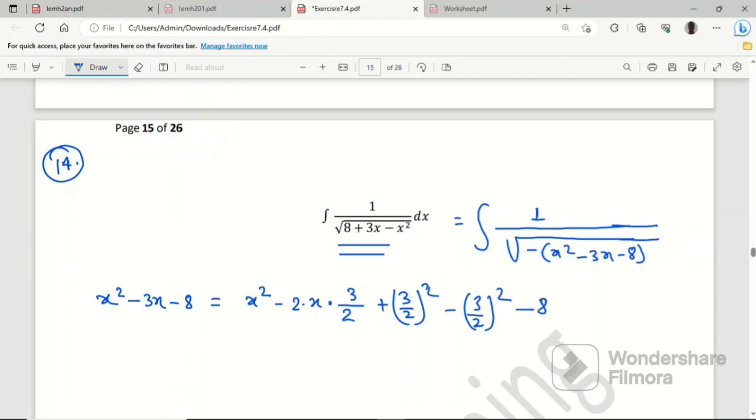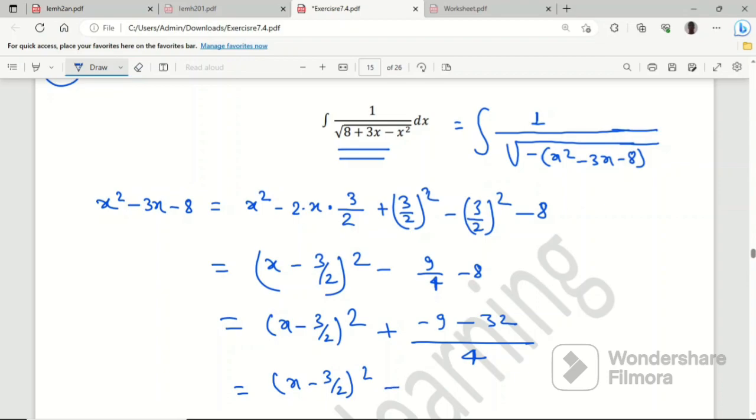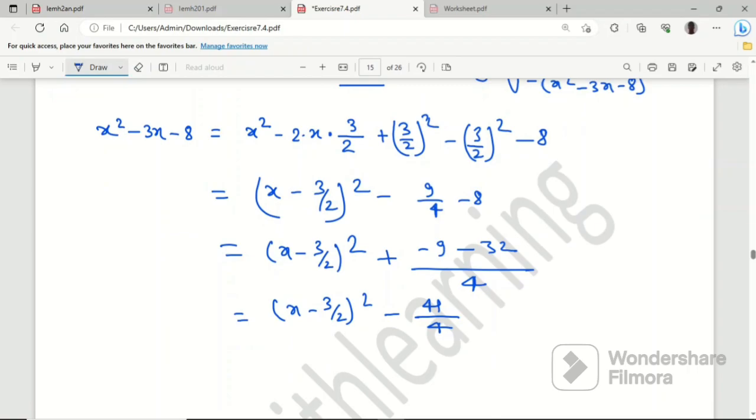So I'll get x minus 3 upon 2 square. This much it is fine. I can write 9 upon 4 minus 8. So I will get x minus 3 upon 2 square minus 9 minus 32 upon 4. So it is x minus 3 upon 2 square minus 41 upon 4. So I'll get x minus 3 upon 2, I can write as minus under root 41 upon 2 square.